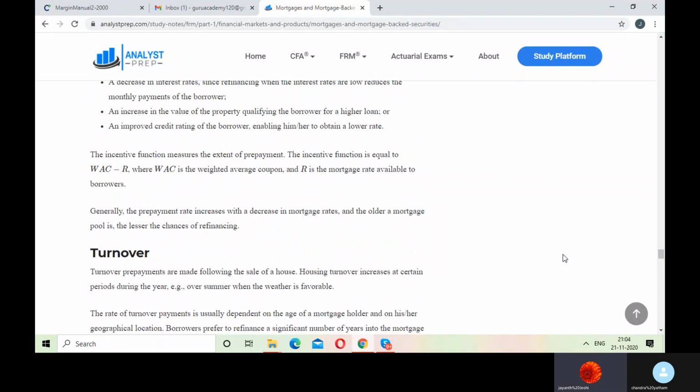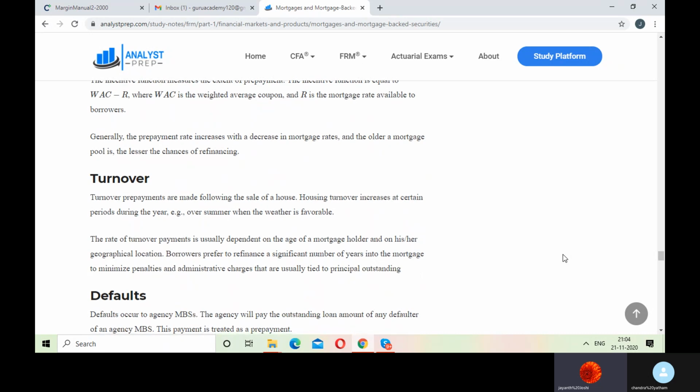Turnover is nothing but, suppose the house in which you are living. Prepayments are made following the sale of a house. Housing turnover increases at certain periods during the year, for example over summer when weather is favorable. That means, suppose you have taken a house on loan at 3,000 rupees per SFT. Now it has gone to 5,000 rupees per SFT. You're getting a good amount, so you can sell it by taking NOC from the bank, and at that point of time you need to close your loan. You need to repay your entire amount and close it. So the bank won't like that also. For the bank it's a risk.